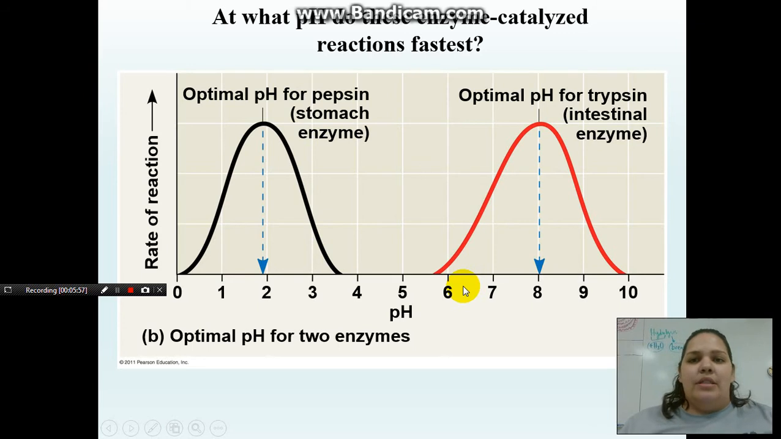At what pH do these enzyme catalyzed reactions go the fastest? This is the rate of reaction. Wherever it's the highest is where it's the fastest. Here's our peak at about 2, and here's our peak for trypsin, which is in the intestines, which is at about 8.